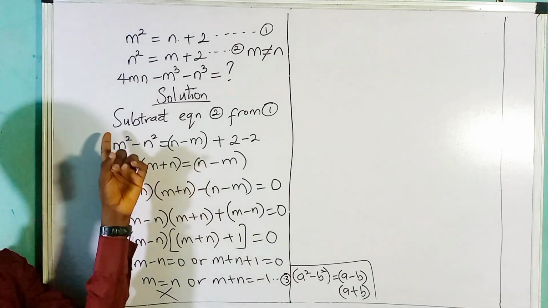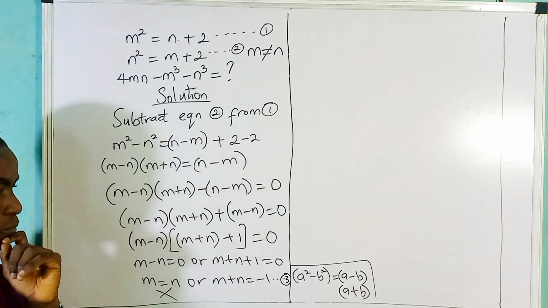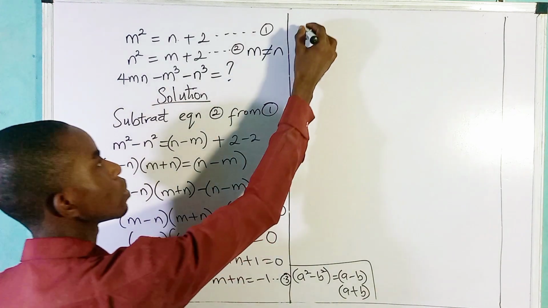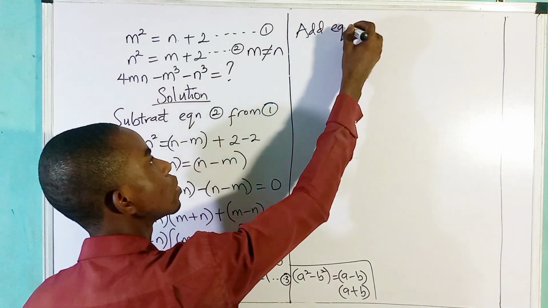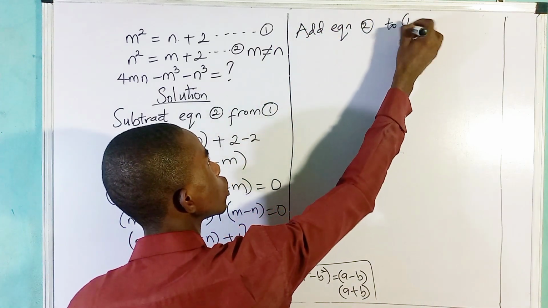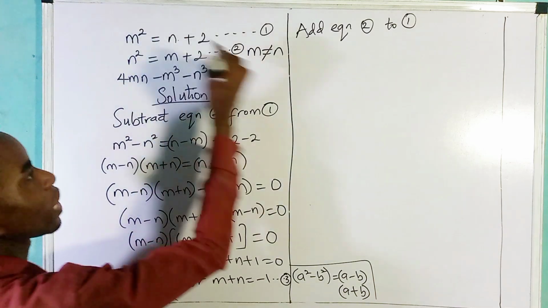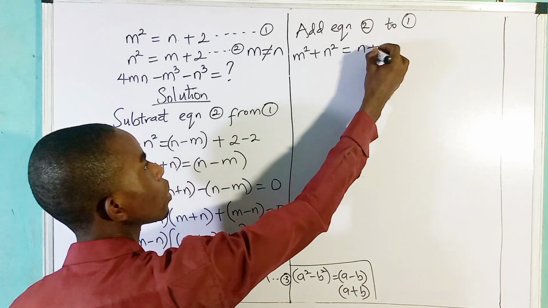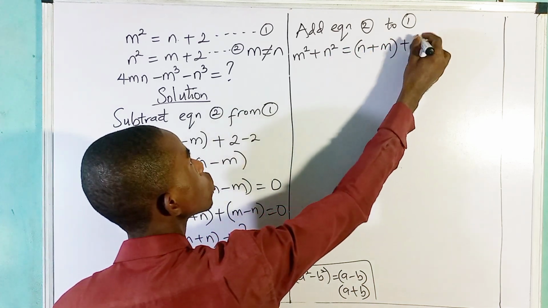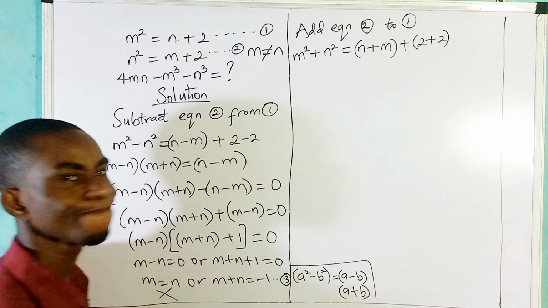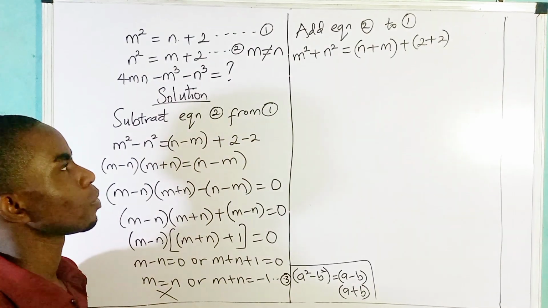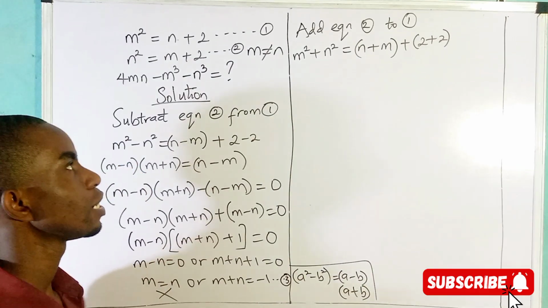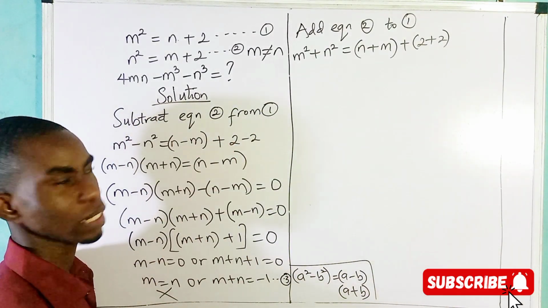Okay. Now we did subtraction. Let us do addition. Add equation 2 to equation 1. This will be m squared plus n squared equals n plus m plus 2 plus 2. I hope that's understood. Now, we can't work with difference of two squares here because there's no difference, there's no minus. So this will remain as m squared plus n squared.